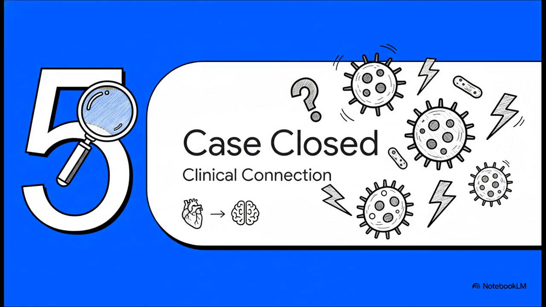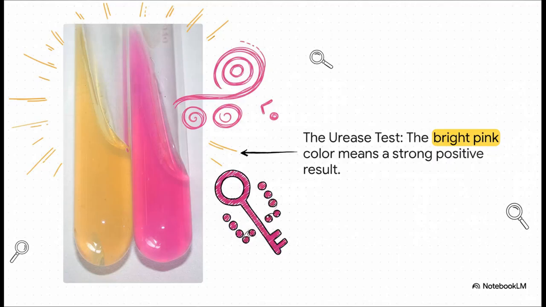Now we need to understand why this all matters for the patient. What's this bacterium's motive? What kind of trouble does it actually cause? Hey, remember that urease test where both suspects were positive? Well, this is it. Our Proteus vulgaris turns this entire tube a shocking bright pink. And that isn't just a pretty color. It's a sign of a really powerful enzyme at work. And that enzyme is the key to understanding the trouble it can cause.